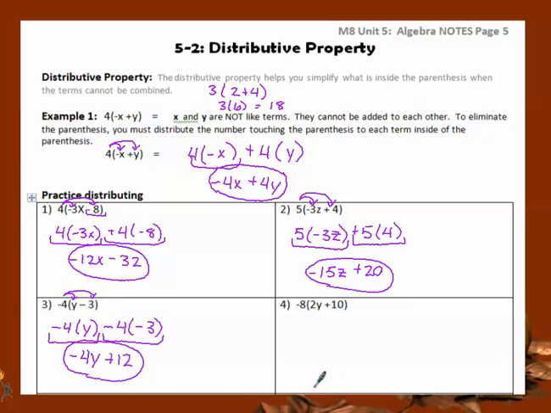You try number 4 on your own. Pause the video here. When you're ready to check it, unpause the video.